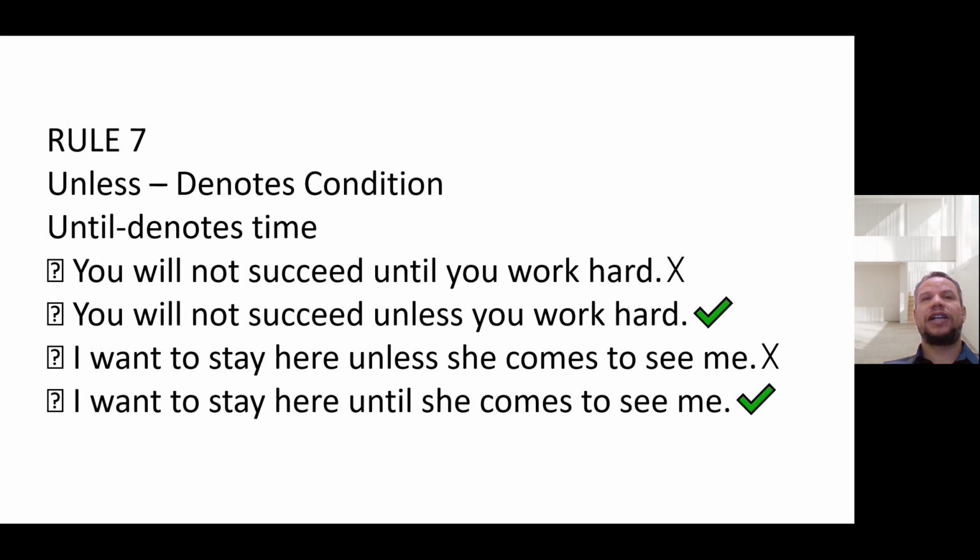You will not succeed if you don't work. So it's if not, or unless you work hard. But if you have time, it's until. I want to stay here unless she comes to see me. She comes to see me at a time, sure. So it's a time here. The meaning is a time, not a condition. So it should be until. I want to stay here, for example, until 3, 3 o'clock, for example, is her coming. So until she comes to see me. Okay, so until is followed by a time, unless by a condition, like if not, for example.